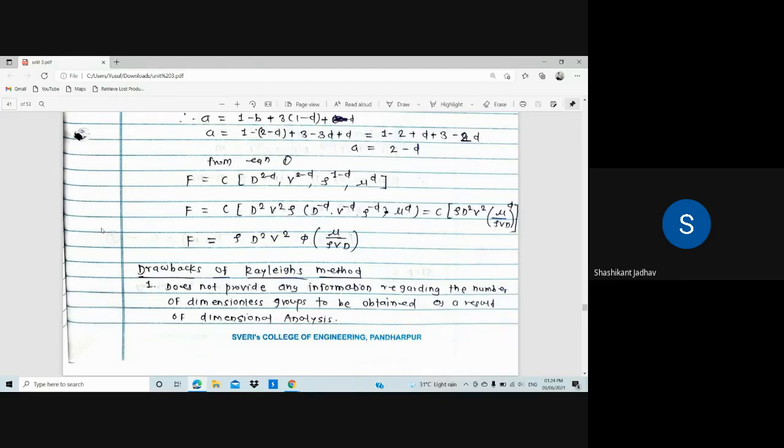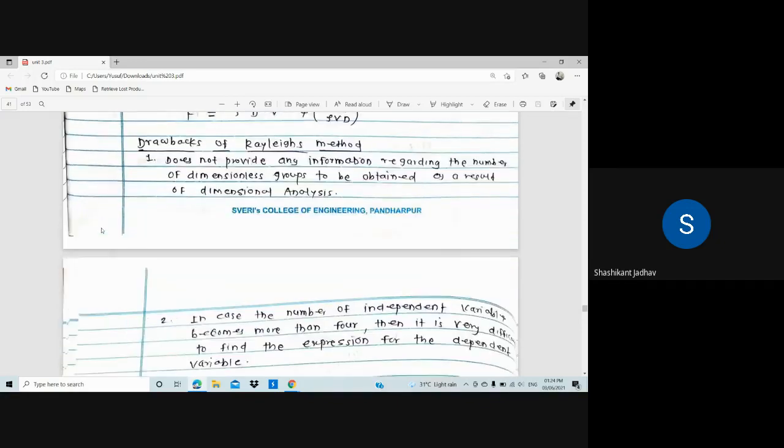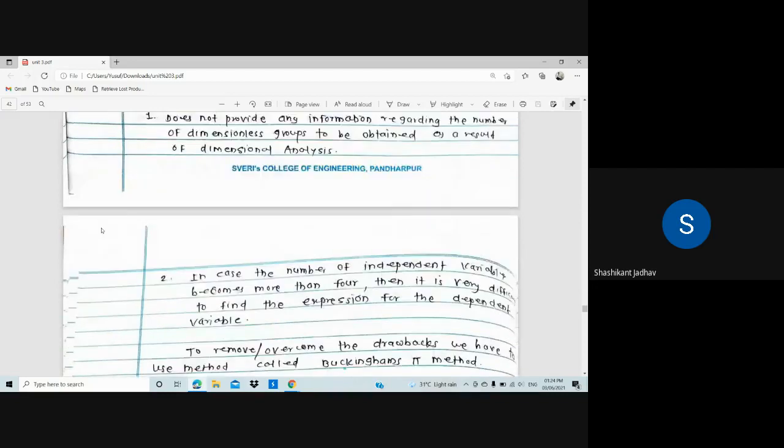All of you completed that equation. F is equal to what? Rho into d square v square, function of mu upon rho into v into d. Okay, instead of a constant we have taken the function of mu upon rho into v into d. Then write down the drawbacks of the Rayleigh's method.